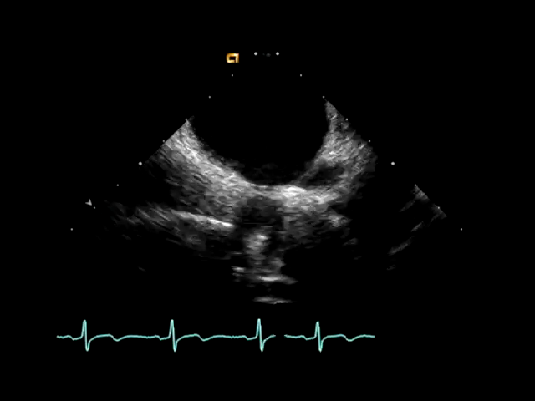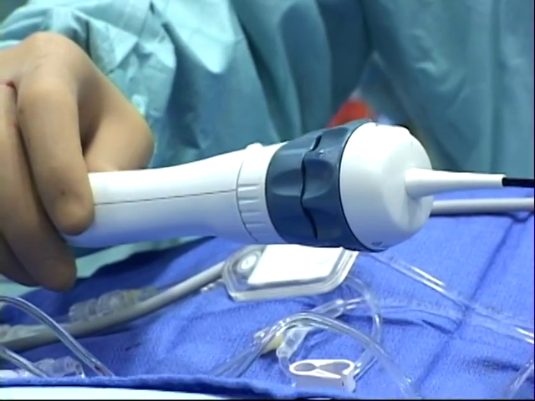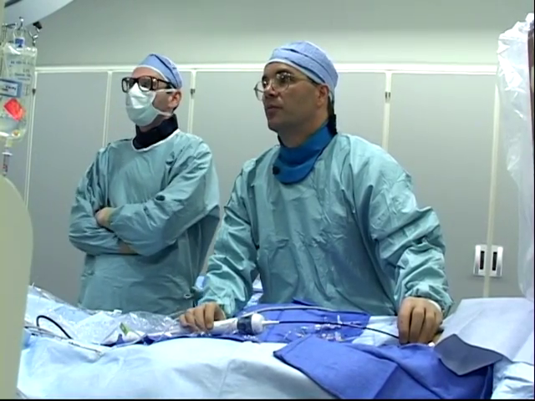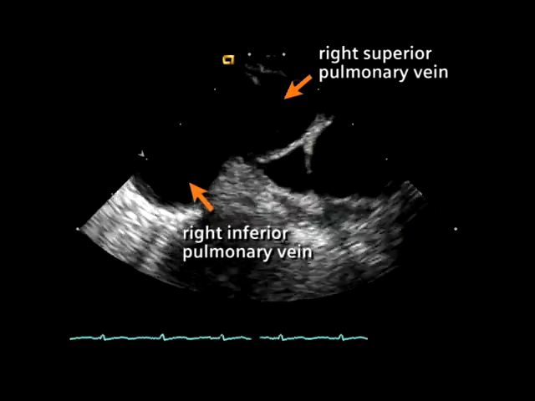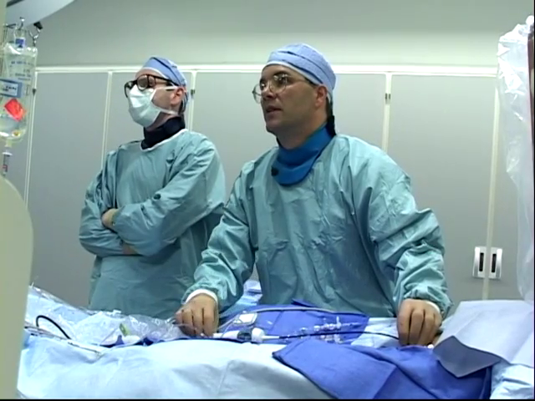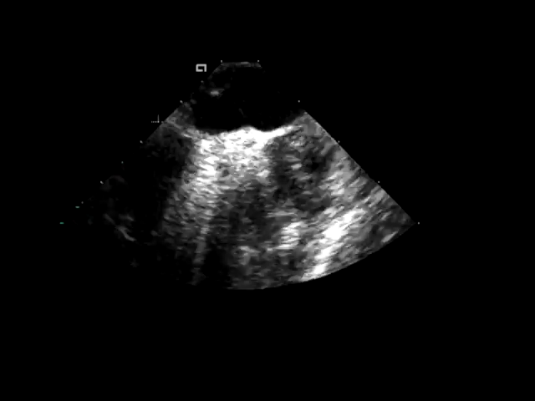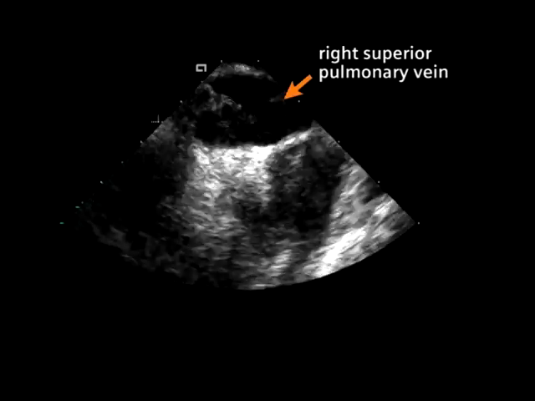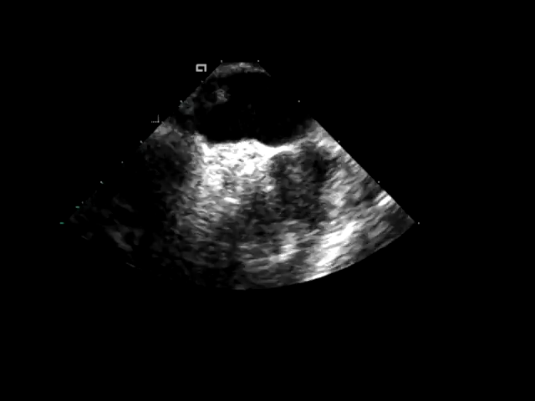From the left inferior pulmonary vein, we're advancing the catheter slightly and clockwise rotating. Further posterior on our sweep are the right pulmonary veins, which can be obtained by, again, subtle posterior movement through the imaging plane. In some cases, advancing the catheter slightly towards the superior vena cava will aid in the visualization of the right superior vein.